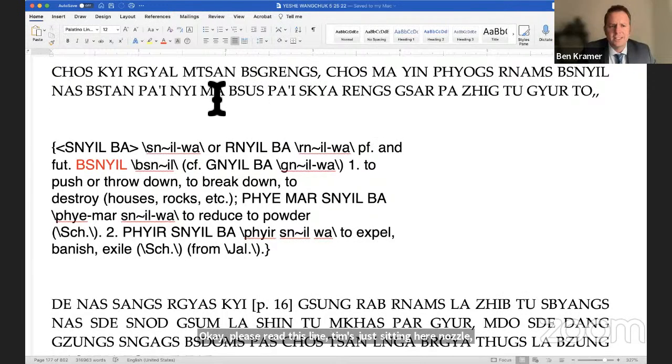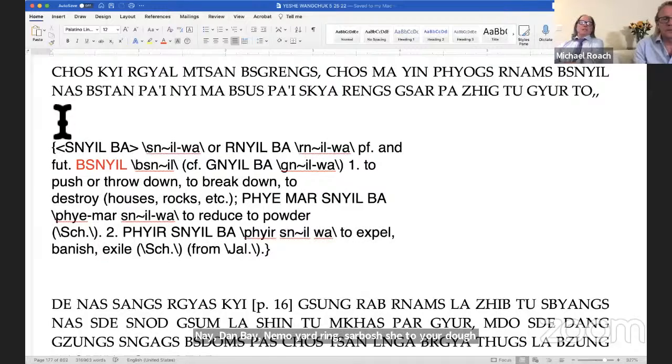Chuki Gyaltsen, Cheng Chema Yin Chok Nam Nil Ne Dembe Nima Sube Kya Reng Sarpa Shik Tu Gyurdo. Yeah, Jeng is Jengbu. He raised the victory banner to Buddhism, and he tore down the Chimayimas.